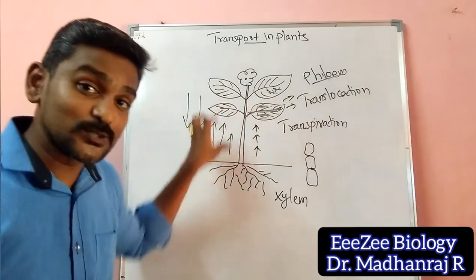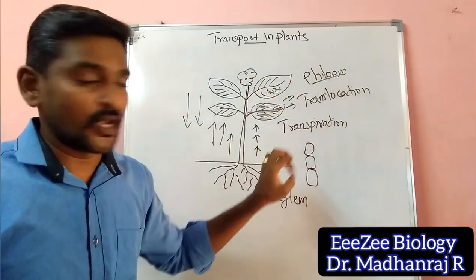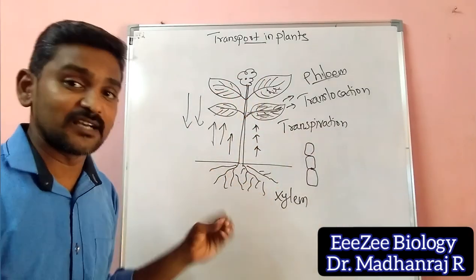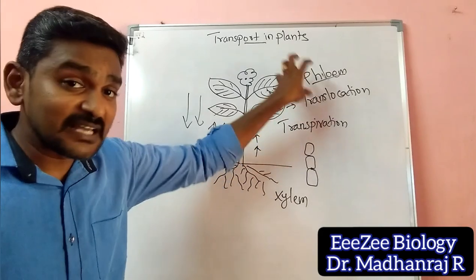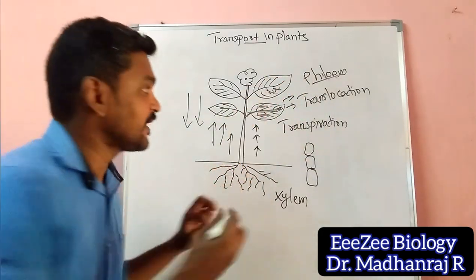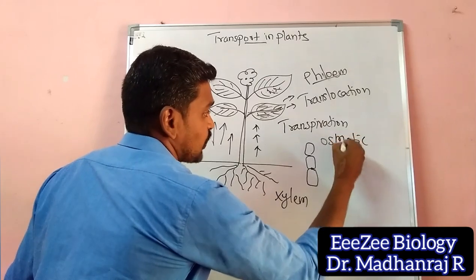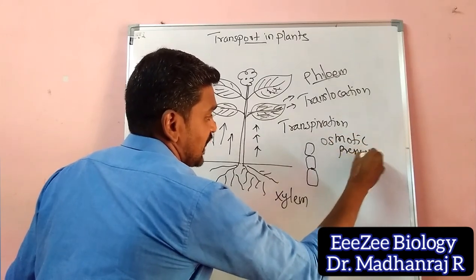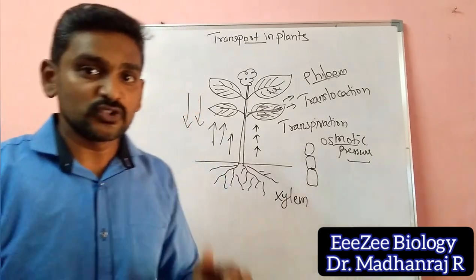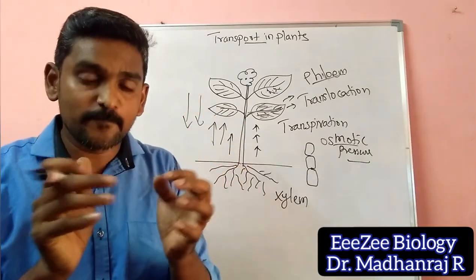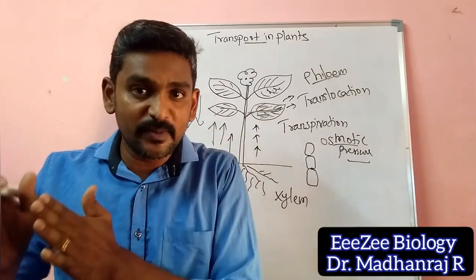So food will be transported with the help of which tissue? Phloem tissue. Okay, what helps here? I said earlier that transpiration and root pressure help in xylem. In the case of phloem, what helps is osmotic pressure. So osmotic pressure will be helping in the transportation of the food materials. Cell to cell pressure will be varying. From high pressure to low pressure, the transportation of materials will be taking place.